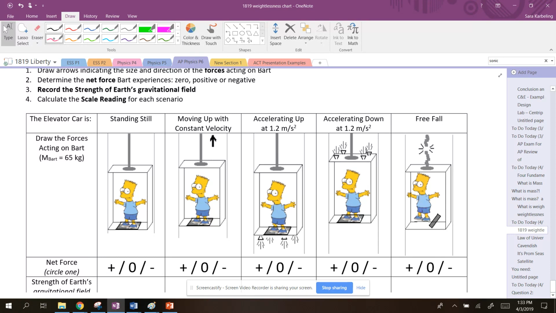Gravity, the force of the earth, pulling which way? Straight down. I'm going to write it as FG because I'm just trying to go fast. Are there any other forces acting on Bart Simpson? Oh, the normal force. It's really the force of the what? What is he standing on? The scale. So I'm going to write this as F sub S for the force of the scale.